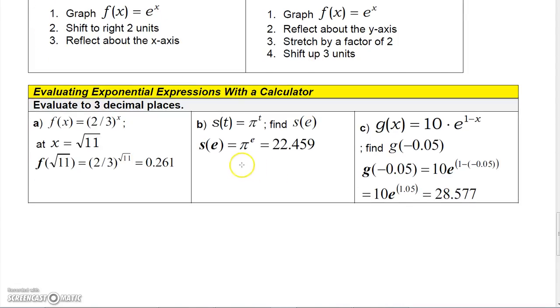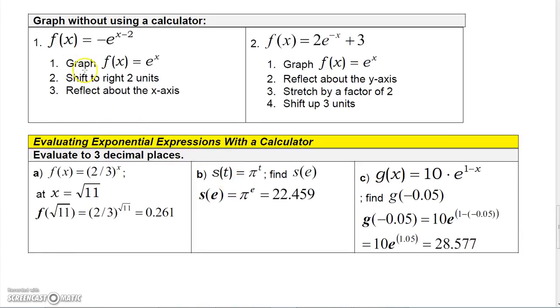Now, the last thing I wanted to talk to you about was, of course, you could graph some other functions based on this. If you wanted to graph minus e to the x minus 2, you would just take the graph of e to the x and shift it to the right 2 units and reflect it about the x-axis. That's what the -1 does. And then if you wanted to graph this function, the minus x would reflect it about the y-axis. The 2 would stretch it by a factor of 2, and then the +3 would shift it up 3 units.